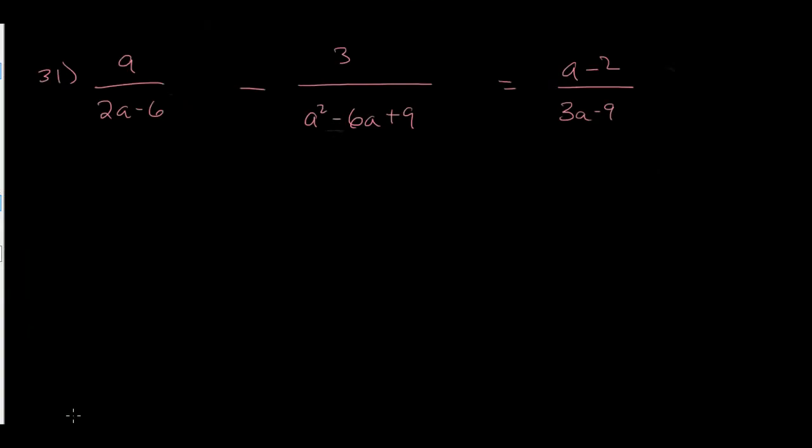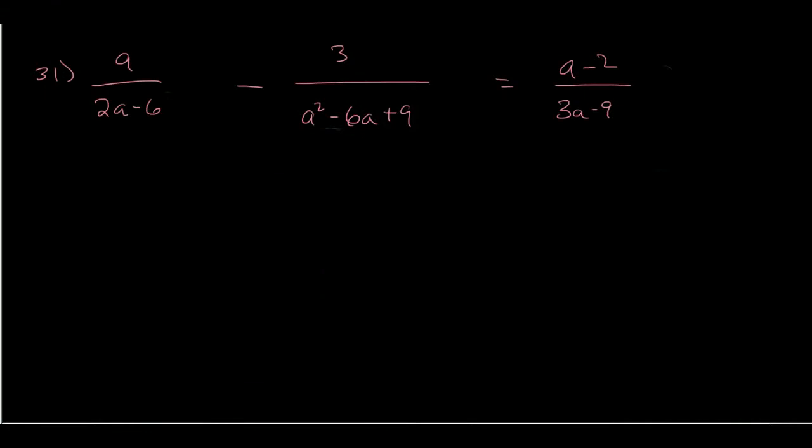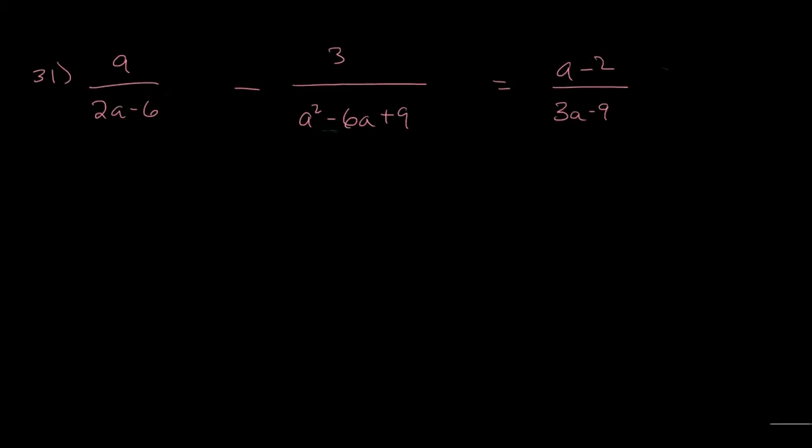Okay, one last one. We are almost done. Number 31 says a over 2a minus 6 minus the quantity 3 divided by a squared minus 6a plus 9 is equal to a minus 2 over 3a minus 9. So we're going to have to do a little bit more work than we have been in the past. A little bit more work than we have been doing.